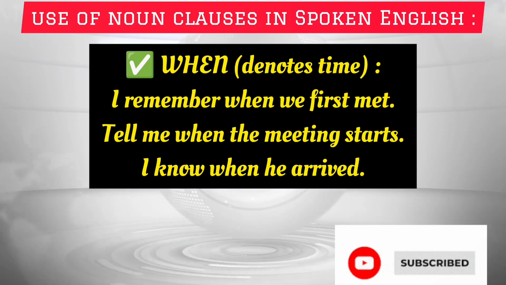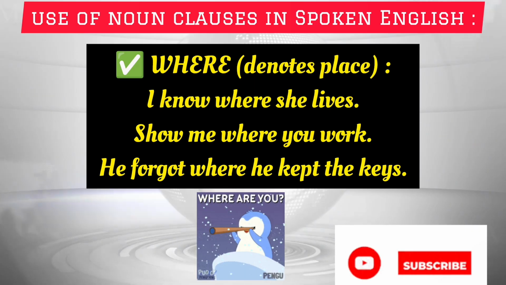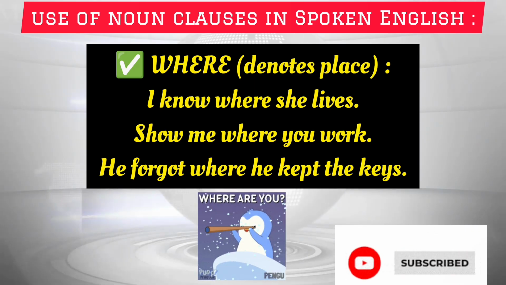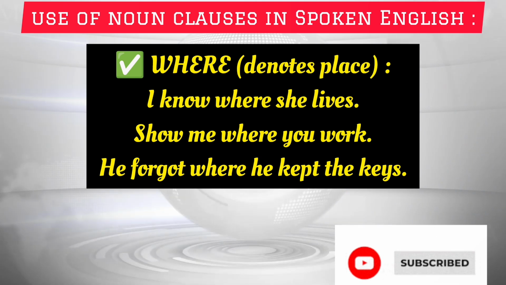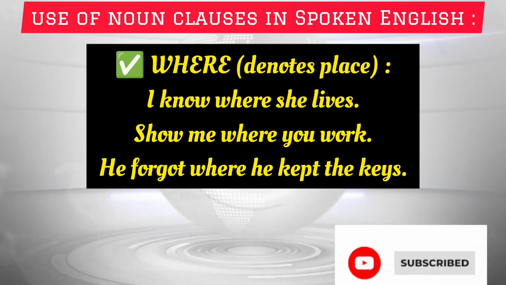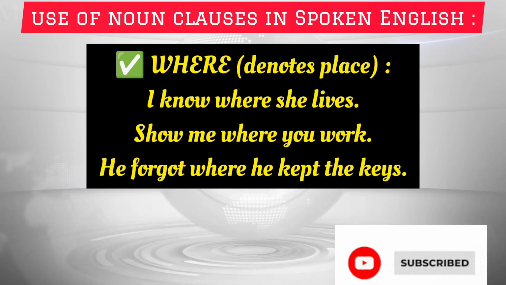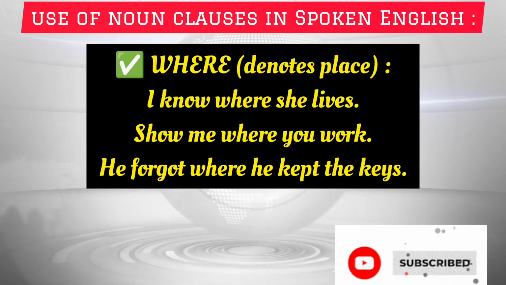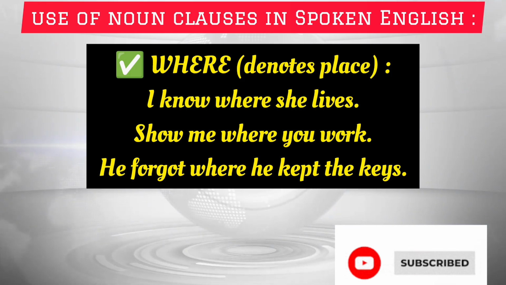Up next, we will see how to use where, which is used to denote place. As you see, the first example, I know where she lives. So where she lives is the noun clause, obviously, and I'm trying to denote that I know the place where the person lives. Up next, we see the second example, show me where you work. Again, I'm asking about the place where you work, and where you work is the noun clause.